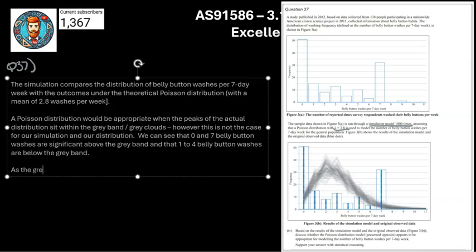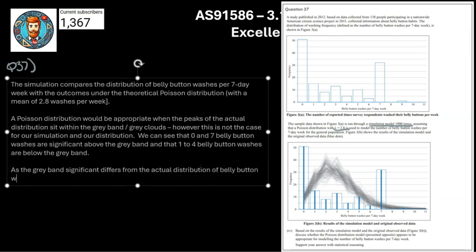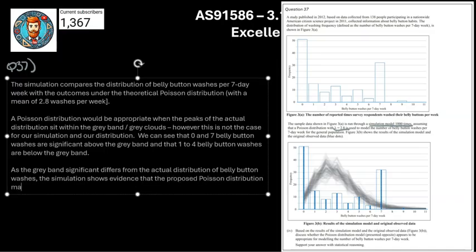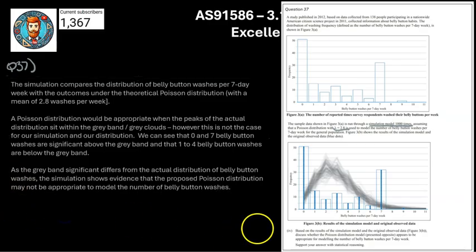So as the grey band significantly differs from the actual distribution of belly button washers, the simulation shows evidence that the proposed percent distribution may not be appropriate to model the number of belly button washers. And I'm amazed how well I did that last paragraph without the typing errors. Perfect. So that wraps up this question here.